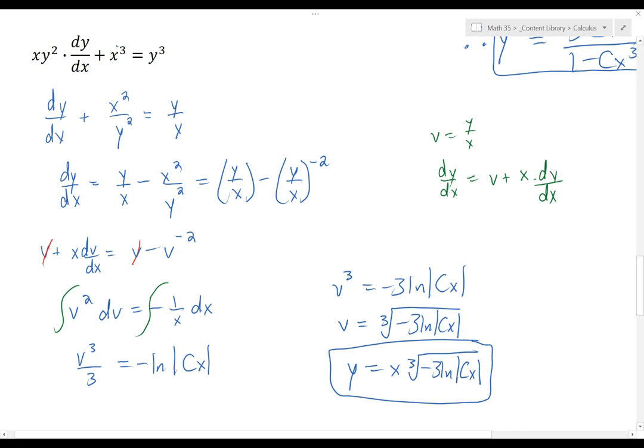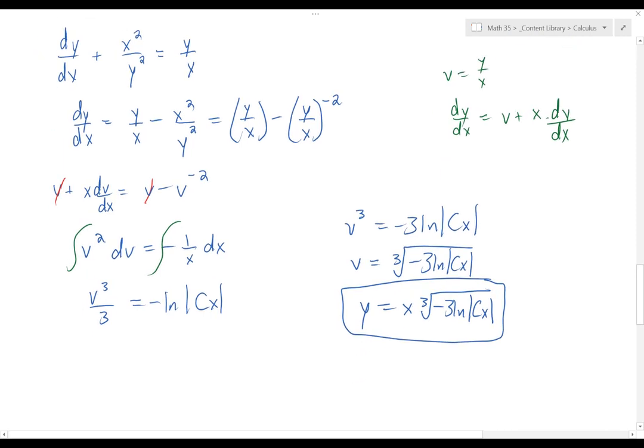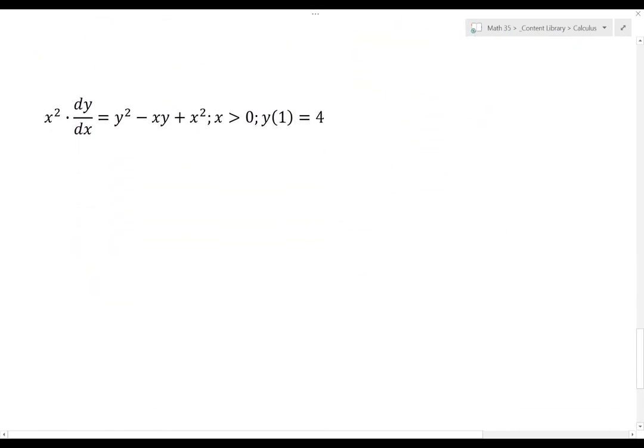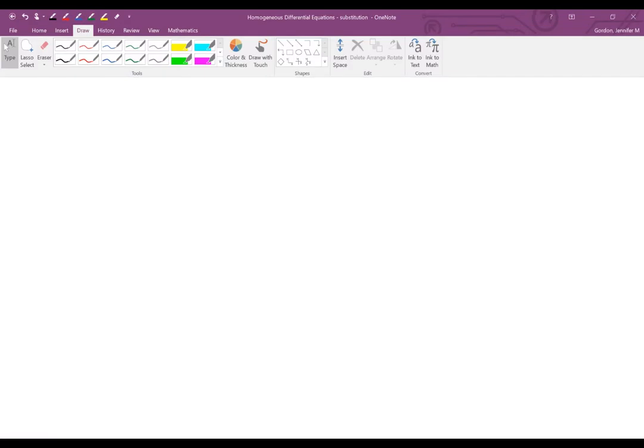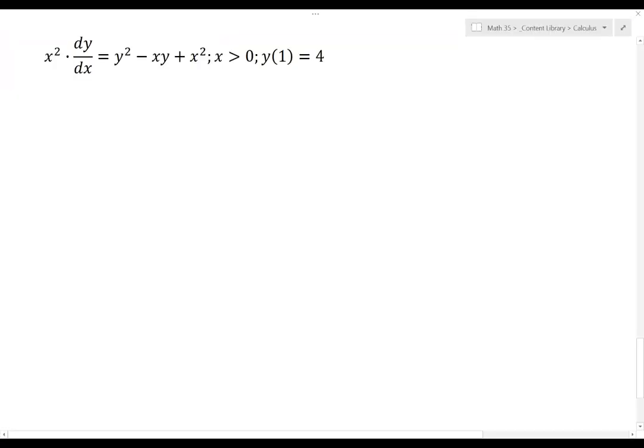And finally, we're going to do one with an initial condition. So again, if you want to pause the video right here and see if you can play around with that and figure out what it would be, then go for it. The only difference between this question and the previous ones is that I'm telling you x is positive, so we can avoid the absolute value. We don't need to worry about it. And I'm giving you an initial condition. When x equals 1, y equals 4.